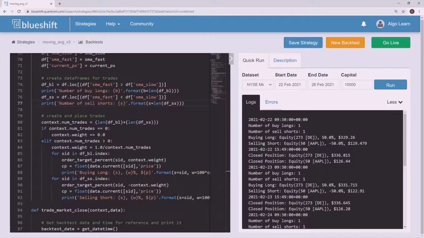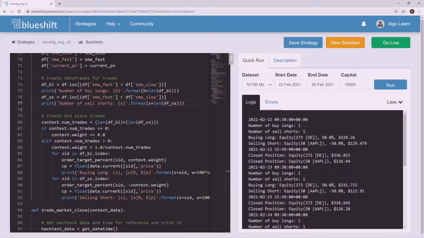Remember, we only had Apple and Deere, and we identified that for one of them, Deere, the 5-day moving average was above its 10. And then the shorts, well, we identified Apple, so that must have been the 5-day moving average below its 10. And so you can see what we did.